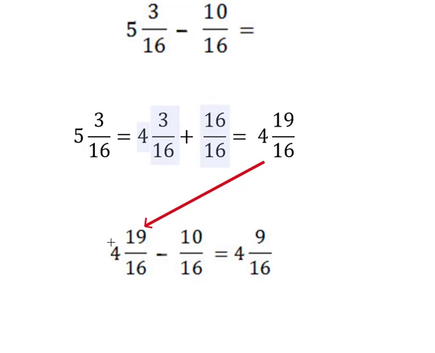So we have 19 minus 10, which gives us 9. We have 16 in the denominator position, so it stays 16. And of course, 4 minus 0, there's nothing there. So our answer is 4 and 9 over 16.